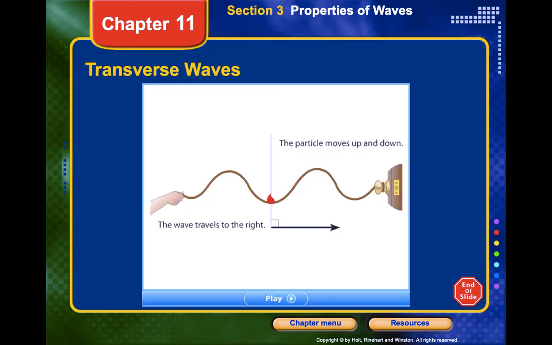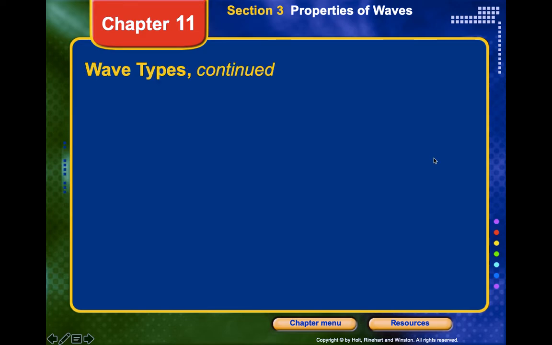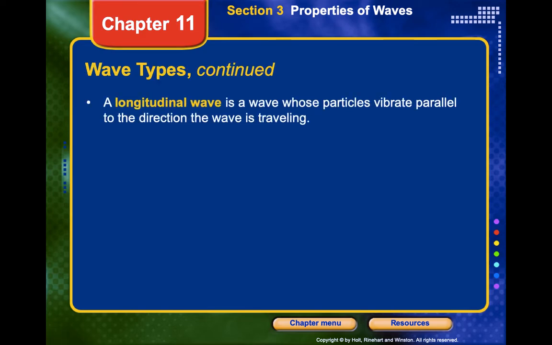And this could be animated, but we're just going to look at the picture here. It says the wave, of course, is traveling to the right, particles moving up and down. That's the idea of a transverse wave. Now, the other type of wave is the longitudinal wave. In a longitudinal wave, the particles vibrate parallel to the direction the wave is traveling. So the wave might, again, be moving left to right, but the particles are vibrating left and right. And that's a little strange.